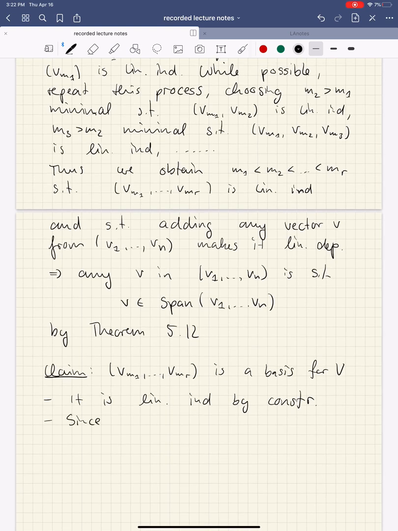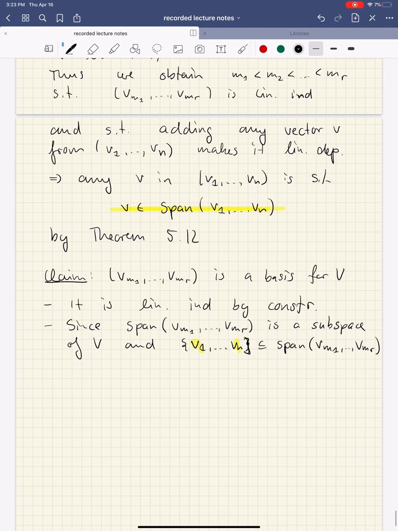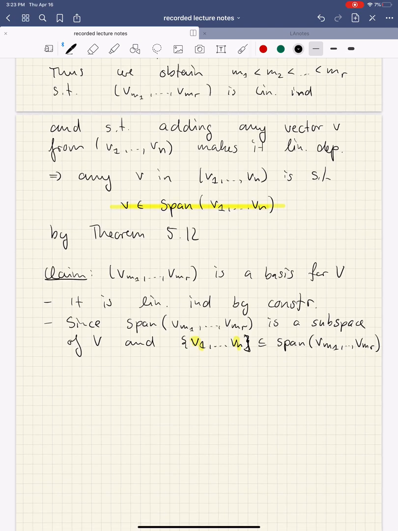So first of all, since the span of Vm1 through Vmr is a subspace of V, because all of these actually come from V, and V1 through Vn is a subset of the span of Vm1 through Vmr, because we showed, this goes back to what we have said here, every element in this tuple is actually in the span. Okay. Now what does this give us?